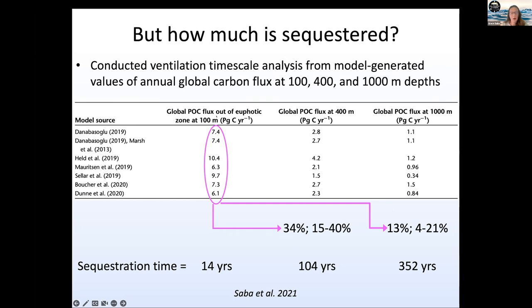Of the carbon flux coming out of the photic zone, about 13% reaches 1,000 meters. And that stays out of the atmosphere, sequestered, for at least over 350 years. So the deeper you go, the longer that carbon is sequestered. And again, that reiterates the importance of these mesopelagic fish that can really actively transport that carbon to deeper depths.